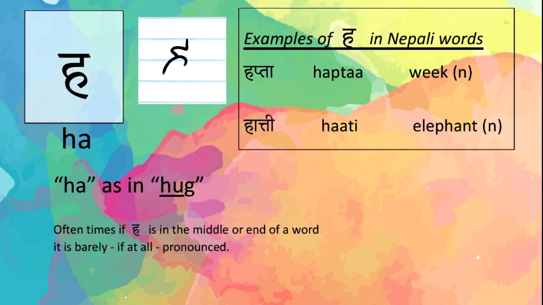So our next letter is ha, as in hug. Oftentimes if ha is in the middle of a word, or even at the end, it's barely pronounced. But if it's at the beginning, they pronounce it pretty much all the time. Examples of ha in Nepali words are hapta, which means week, and hati, which means elephant.